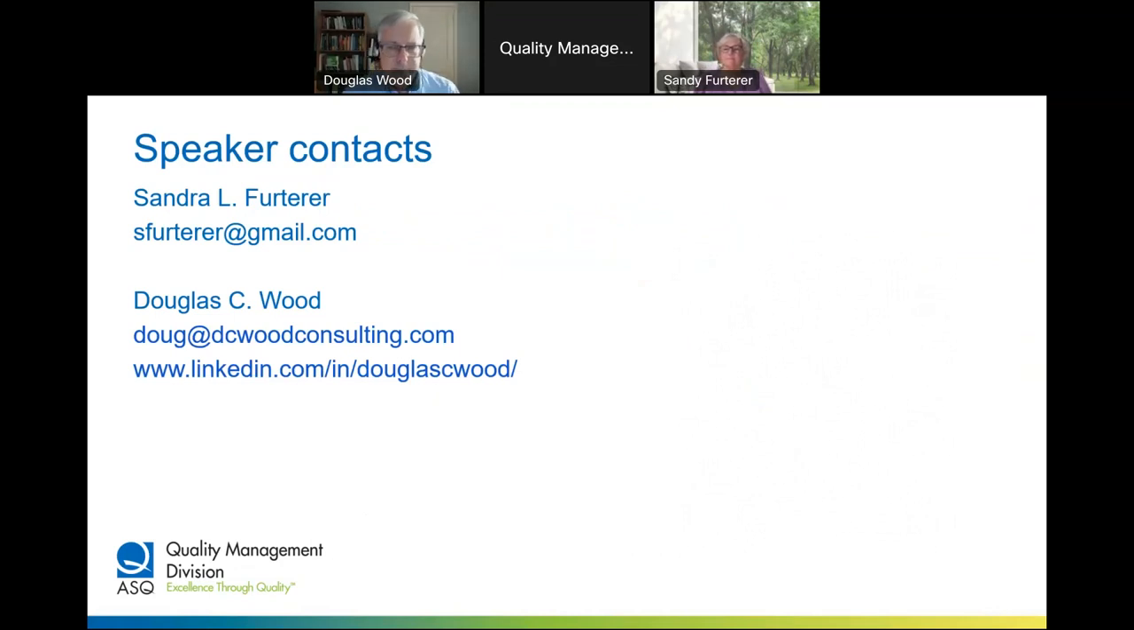So let's start with the first one. Do you think the quality tools you discussed are still relevant in quality 4.0? Have you noticed any new or emerging quality tools?